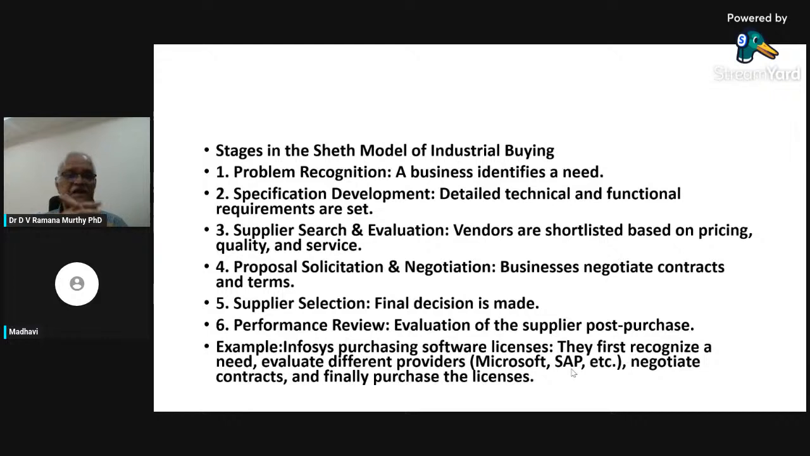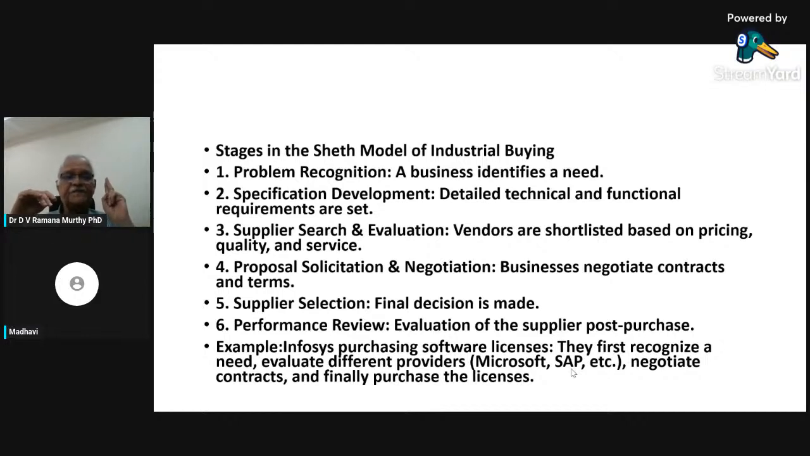Now let's examine how the stages in the Sheth model of industrial buying work. One, two, three, four, five, just like consumer buying. One is problem recognition. First, the business needs to identify a need to buy a product. Naturally, because that's why we need to buy from outside. For example, a car manufacturing company wants some equipment. First of all, they should identify the need for buying that equipment, right? So the first stage is problem recognition.